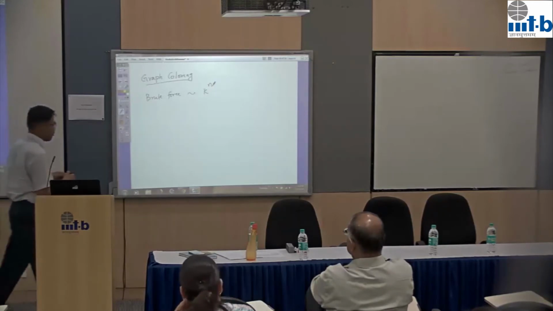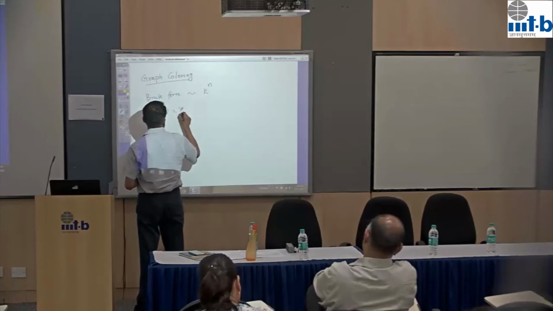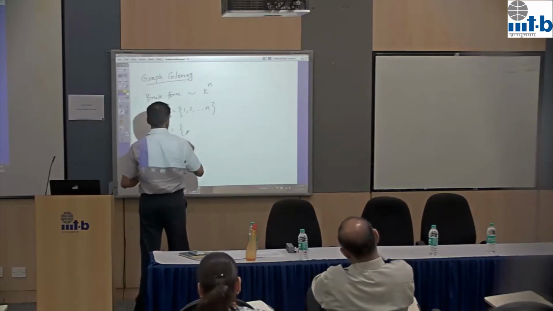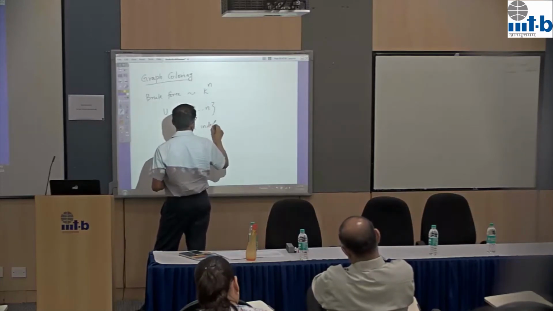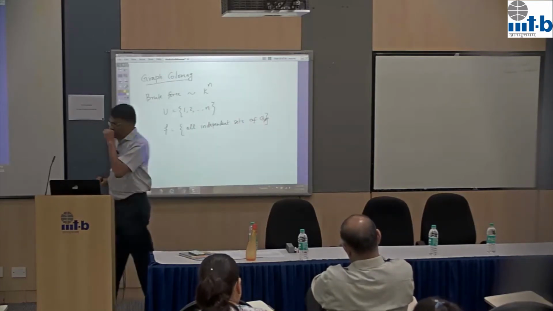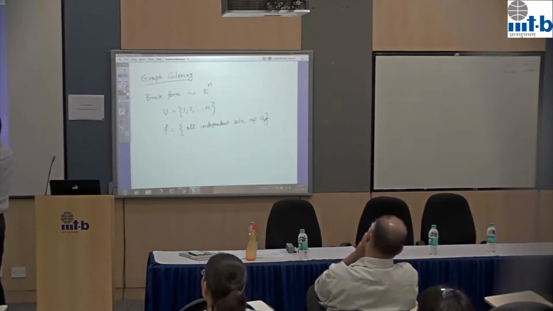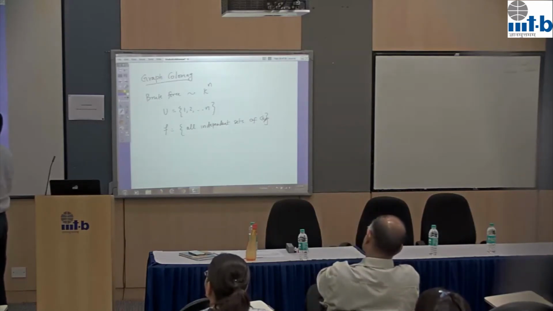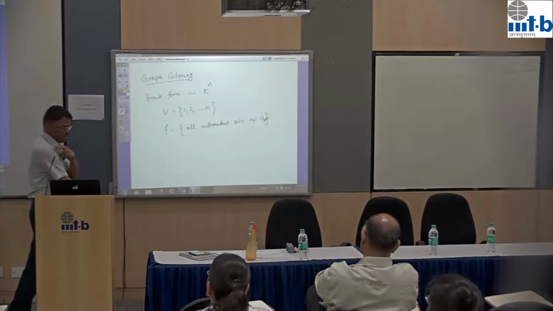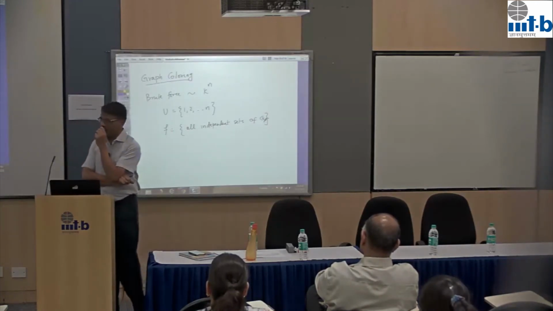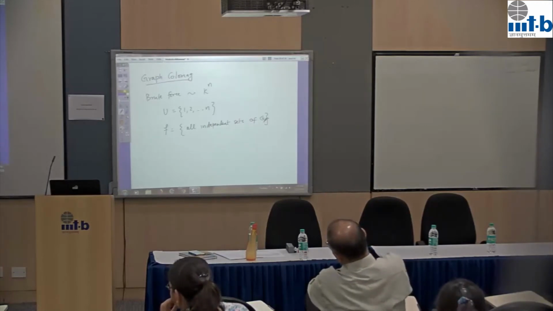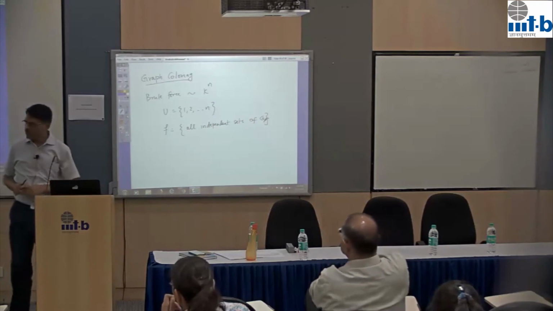So suppose I do the following, right? My universe is the vertex set. My family is all independent sets. Then would the set cover problem turn into the coloring problem? So I claim that the minimum number of independent sets together that will cover my universe, that's the coloring number.